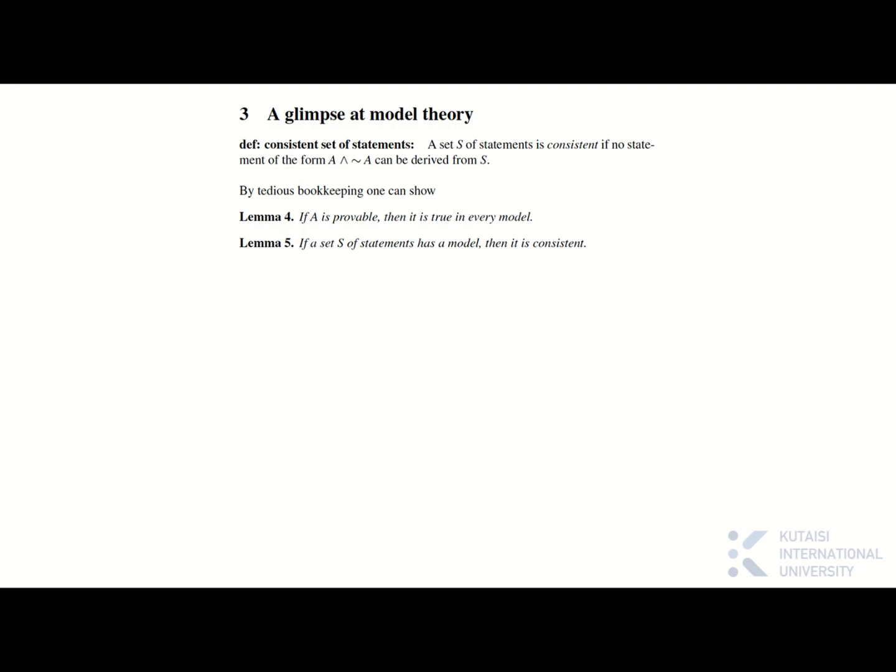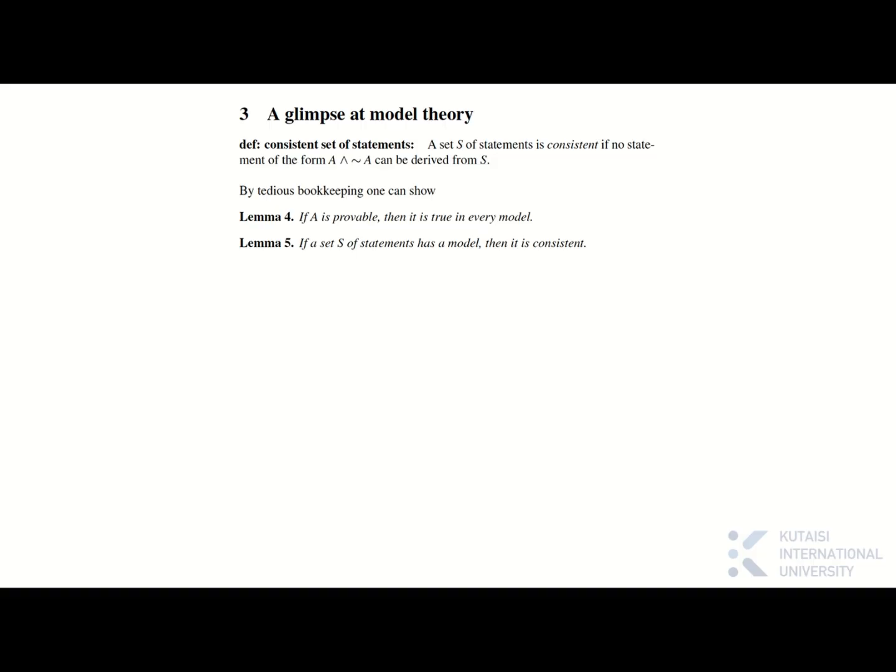Now let's say I have a set of some statements about, let's say, natural numbers or about anything. A set S of statements is consistent. So I have a bunch of statements. I will call those statements consistent. This is a very important definition. If no statement of the form A and not A can be derived from S.